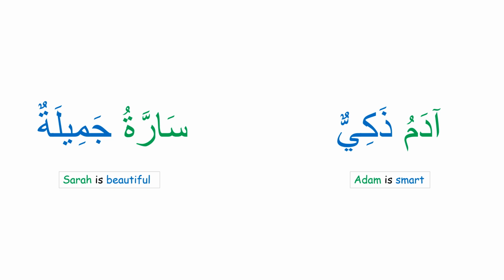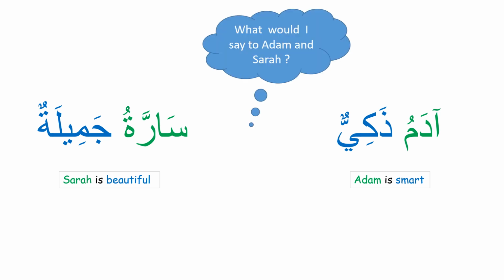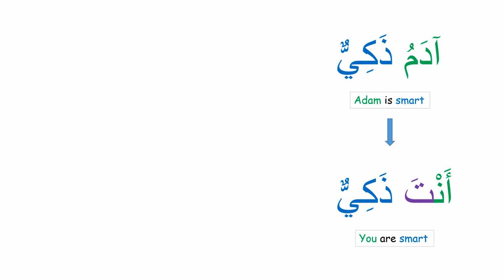Now let's get back to our very first examples. آدم ذكي, سارة جميلة. But this time, let's imagine that I am talking to Adam and Sarah and complimenting the intelligence of the first and the beauty of the latter. What would I say to Adam? I would say, أنت ذكي. Remember, أنت for the male.